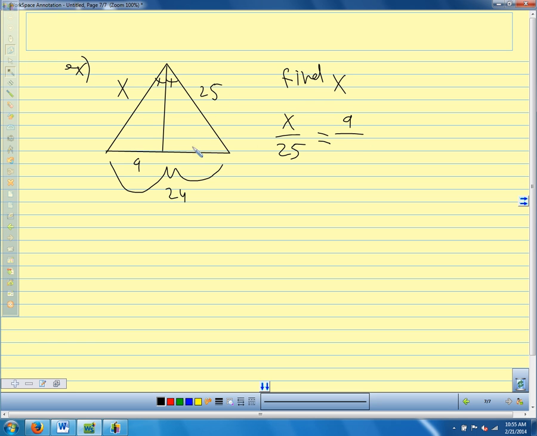And what is the piece that's adjacent to 25 here? How do we figure that out? 24 minus 9. 24 minus 9 is 15. So 9 over 15. Make a ratio with these two pieces. Make a ratio with those two pieces. And we set them equal to each other. So 15x is going to be 225. 9 times 25 is 225. Divide by 15. And we get x equals 15.